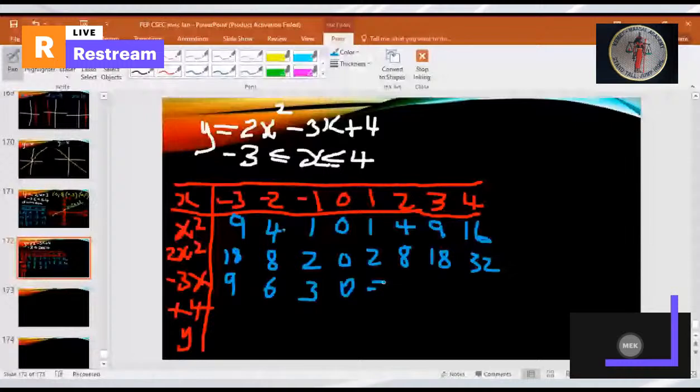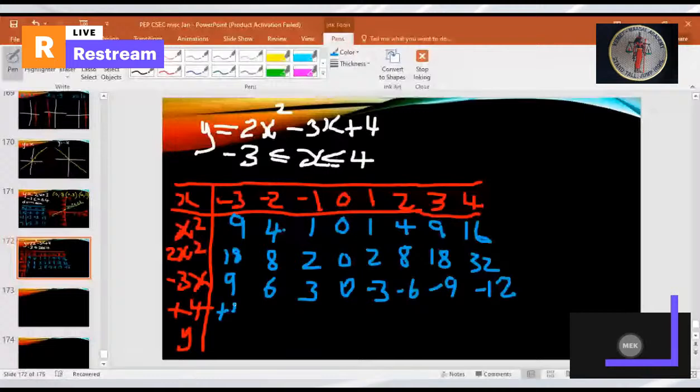-3 times 2 is -6. -3 times 3 is 9. And -3 times 4 is -12. Finally, we're going to add all of that. So we put +4 right across. +4, right?